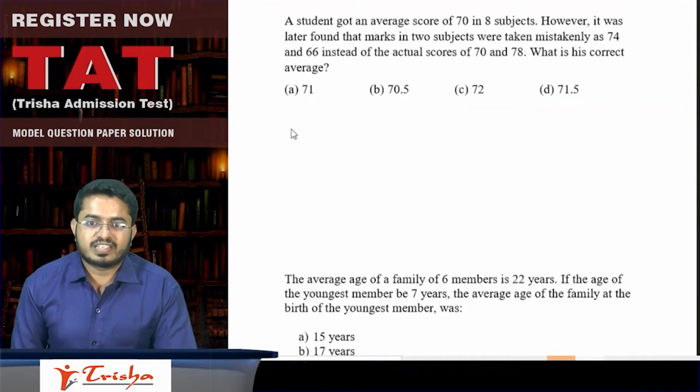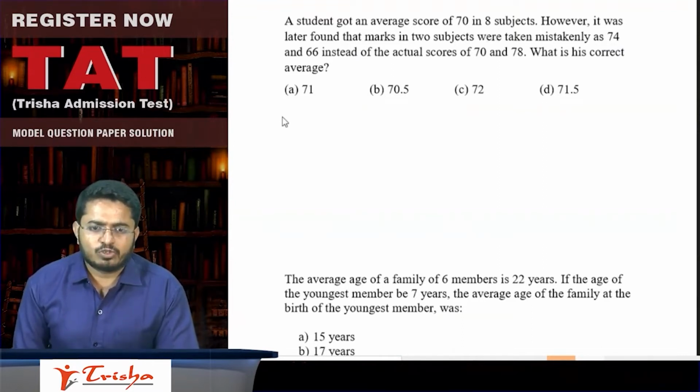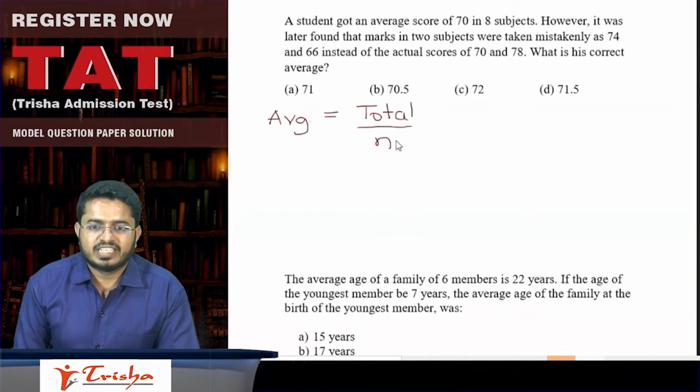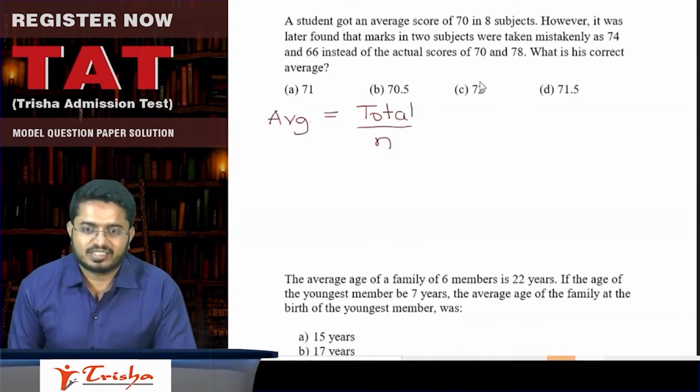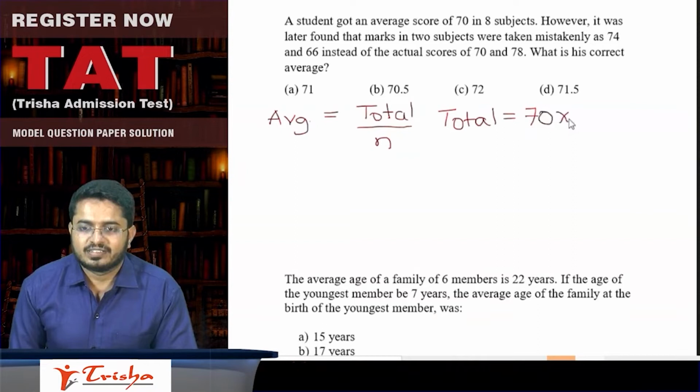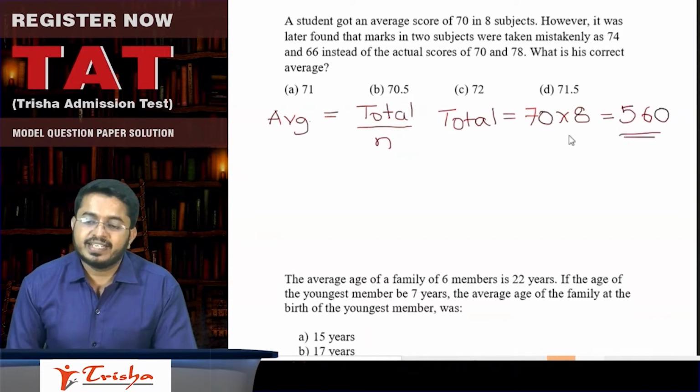So we have to find out what is the correct average here. First of all, because they have given you average number and also n, you can easily find out total. Obviously, how do you find out average? So write down the average formula. Average is equal to total divided by n, correct? Now, they have given us average. They have also given us number of items. In this case, it is number of subjects, right? So total is equal to 70, that is average, into n, correct? And n is 8 here. 8 sevens are 56, so 8 70s are 560. So the student had scored 560, right, in 8 subjects.